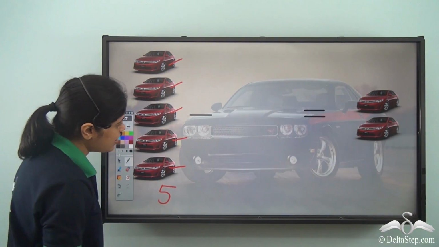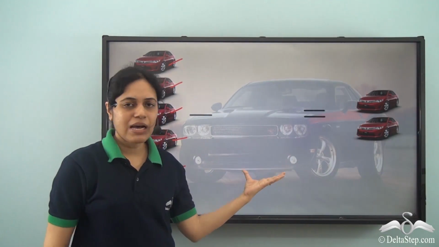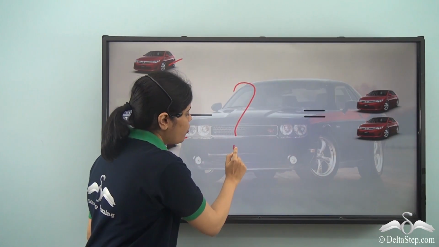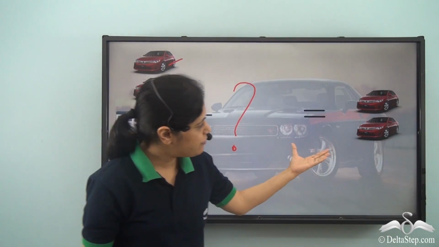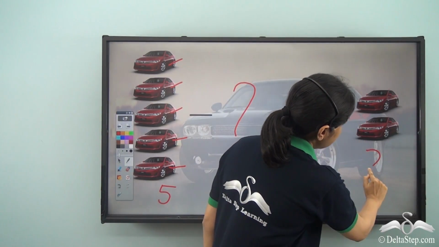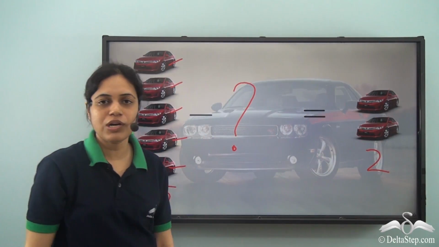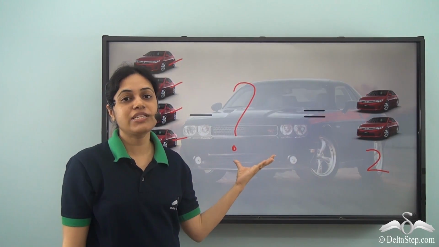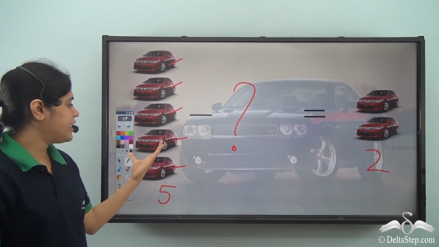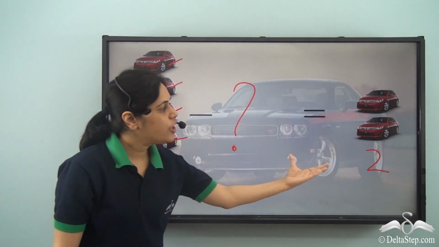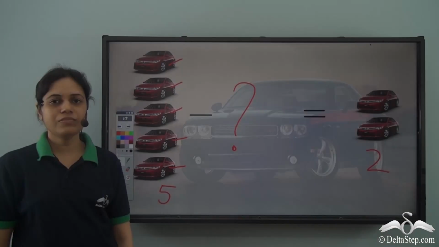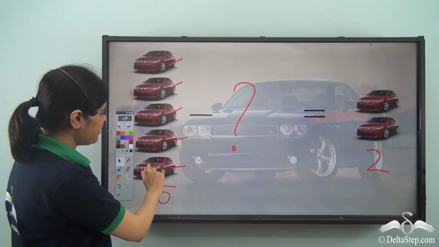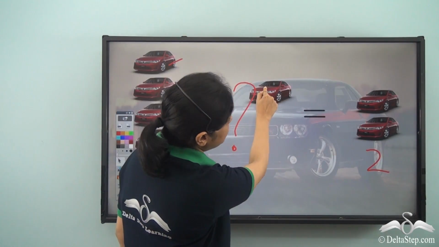5 cars minus some cars which I don't know how many gives me 2 cars. So over here we have 2 cars. So I need to find how many cars I should subtract or take away from 5 cars to get 2 cars. Let us see. So let me take away 1 car.